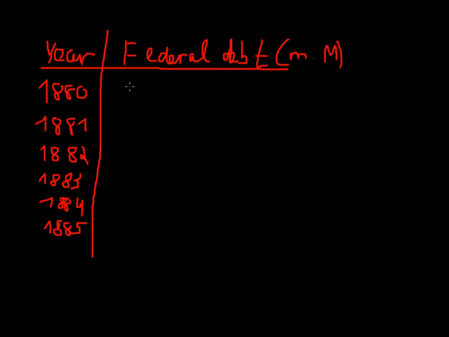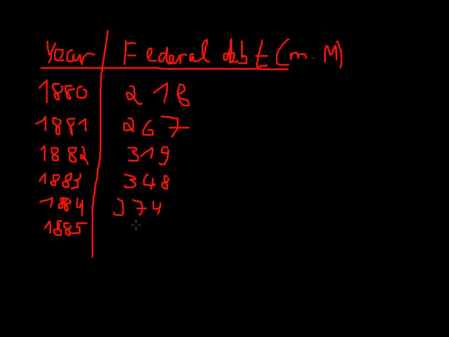So in the year 1880, there was 267, 319, 348, 374 and 410. And again, we constructed another data set. If you're observing a certain variable over consecutive time intervals, we speak of a time series. So this is a time series.